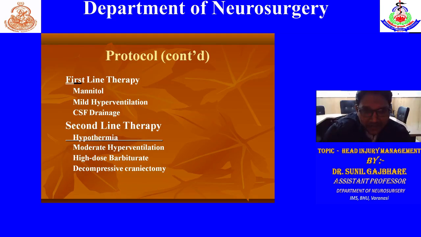The first line therapy in managing the head injury patient is mannitol, mild hyperventilation, and CSF drainage. Second line therapy is hypothermia, moderate hyperventilation, and high dose of barbiturates, and the last resort is decompressive craniotomy. If the pressure is very high, you cut the bone out and place that bone in the subcutaneous space in the abdomen, and you make space for the brain to expand. That is called decompressive craniotomy, which may be needed if the ICP is not responding to any sort of medical management.